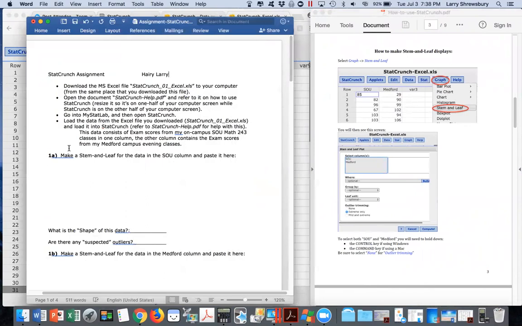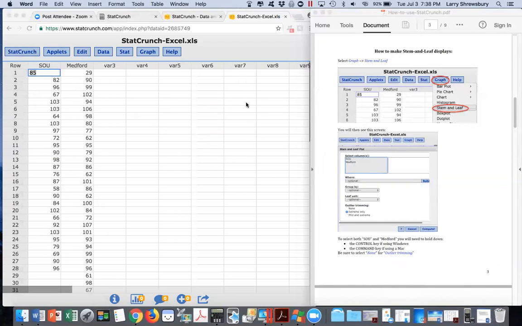Okay. And then, of course, it mentions all these things here that I've already explained to you. But this gives you the directions. Make a stem and leaf for the data for the SOU column. Well, over here, it shows how to make the stem and leaf displays. Now, here's something your calculator can't do. It can't make a stem and leaf. So, now that we know what we're supposed to do, let's just shrink that down. We just look at these two. So, let's just look at the instructions.